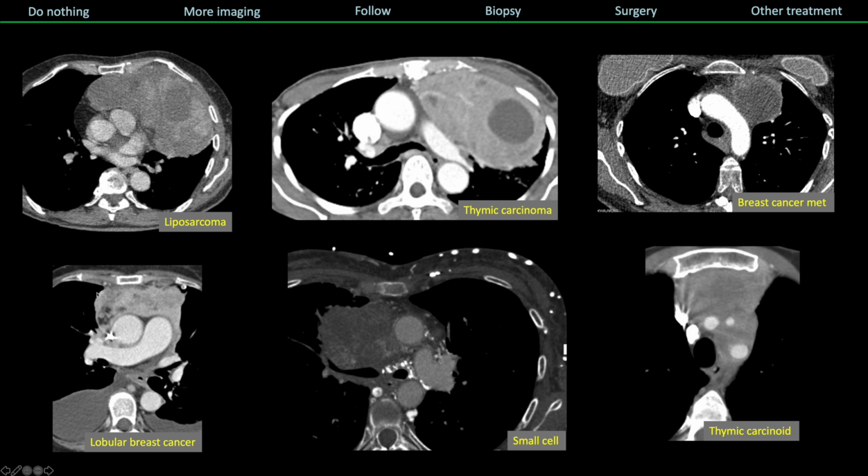Sometimes you can end up with weird things. This is a lobular breast cancer in the anterior mediastinum. It's just very unusual. Lots of soft tissue. Didn't know what it was. It turned out to be lobular breast cancer presenting in the anterior mediastinal fat prior to any breast lesion.